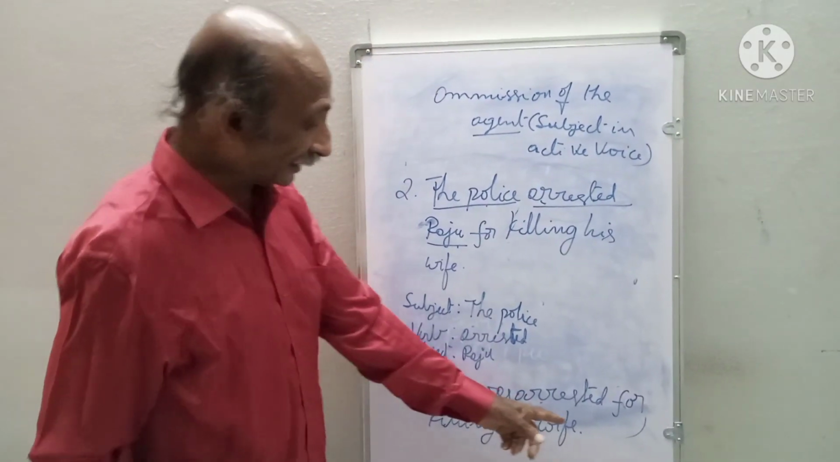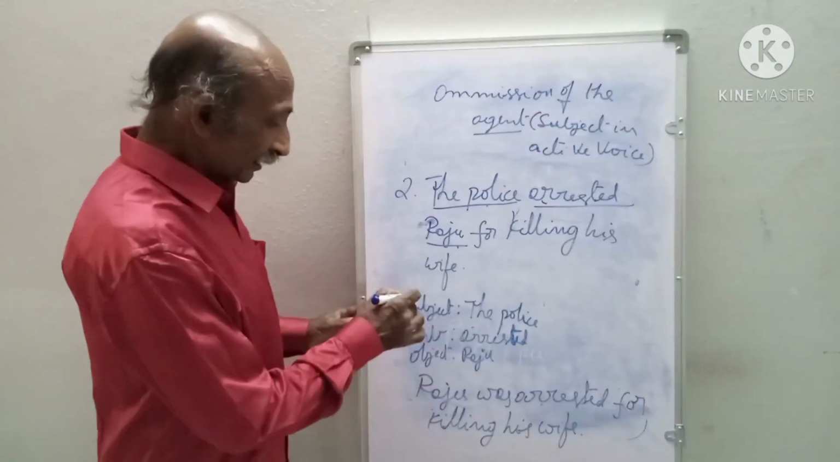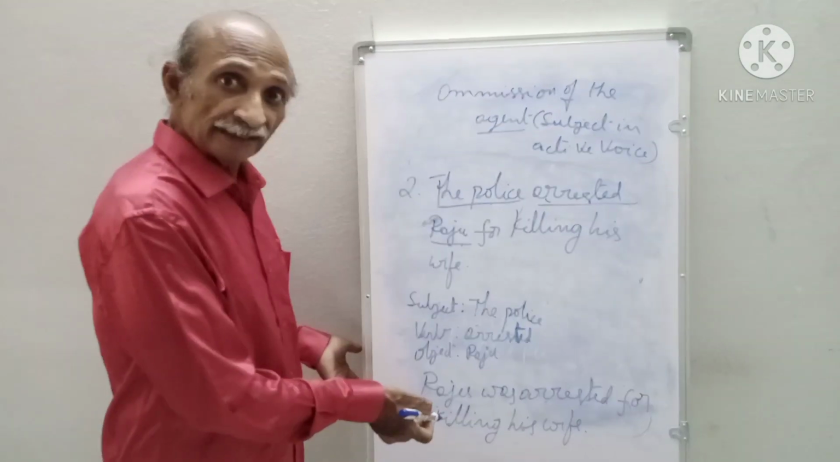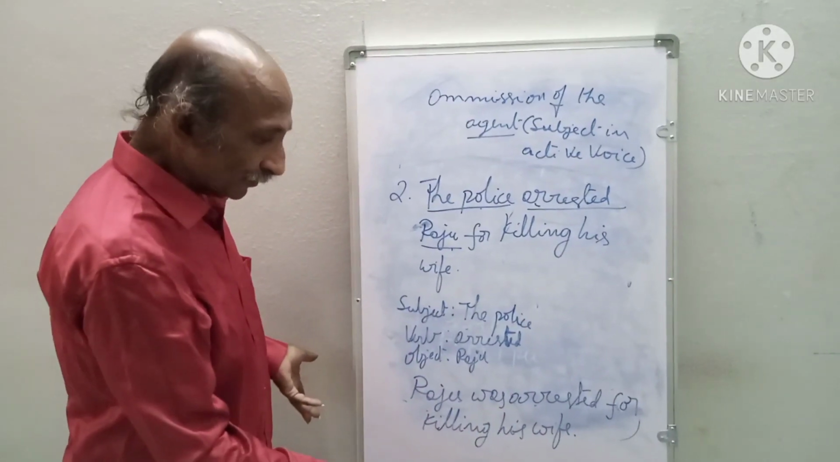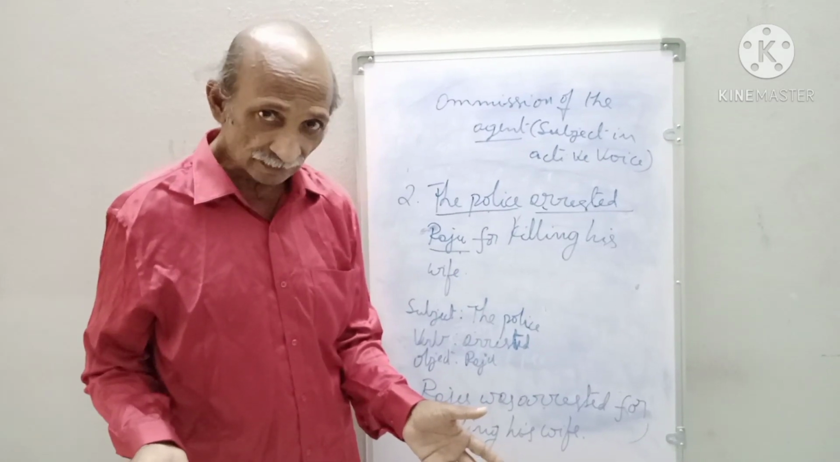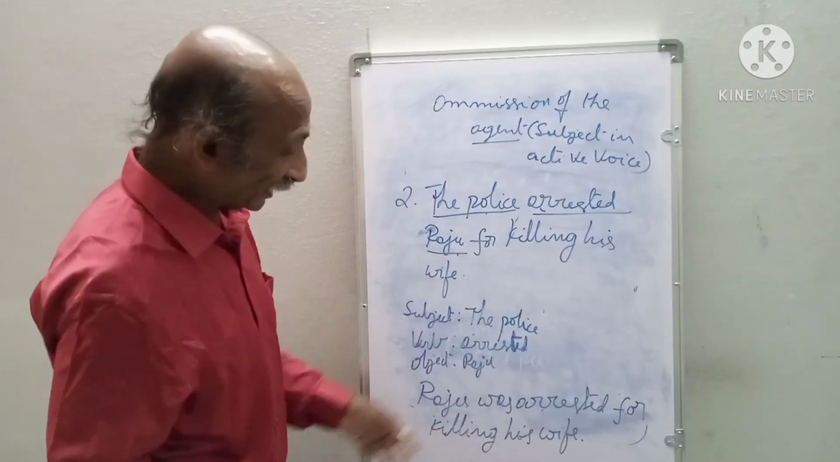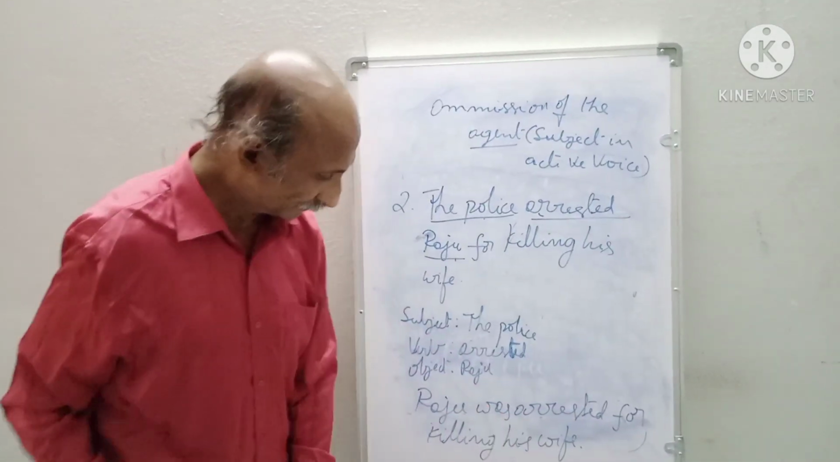Here, I did not mention the agent, by the police, because the subject is crystal clear. Even though I did not mention the agent, anybody knows who arrested Raju. Which department has the power to arrest anyone? The police department. So, when the subject is clear from the context, you need not mention the agent.